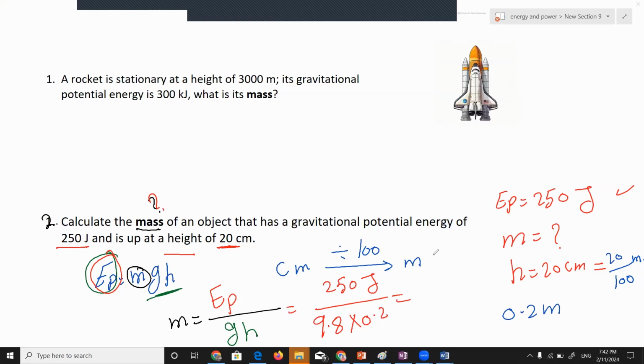So at the end, you can use your calculator to figure out the answer: 250 divided by 9.8 times 0.2. At the end, this is equal to 127.6. Okay, and he asked what is the mass, so this will be in kilogram.